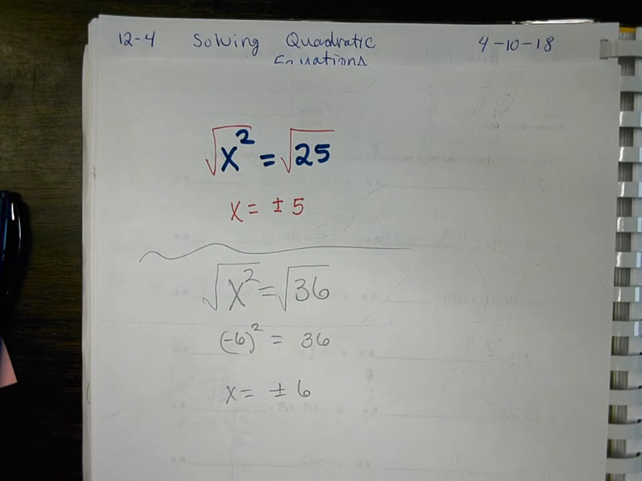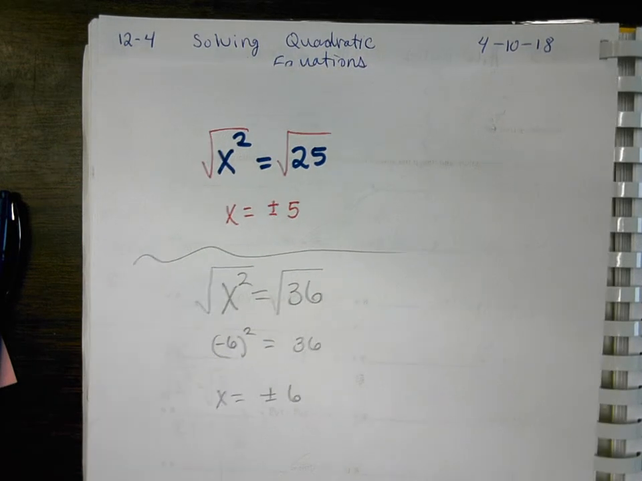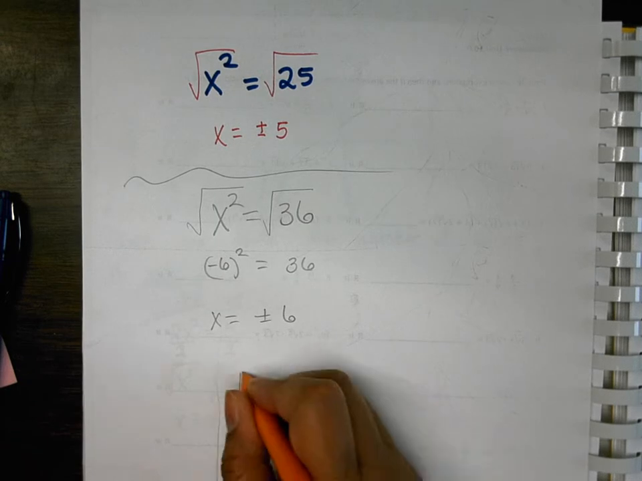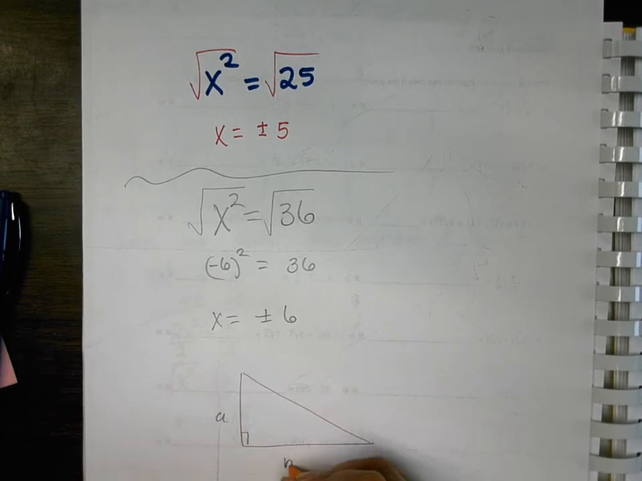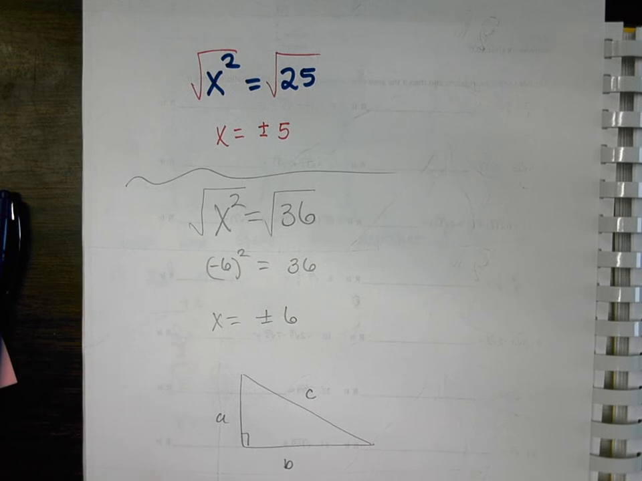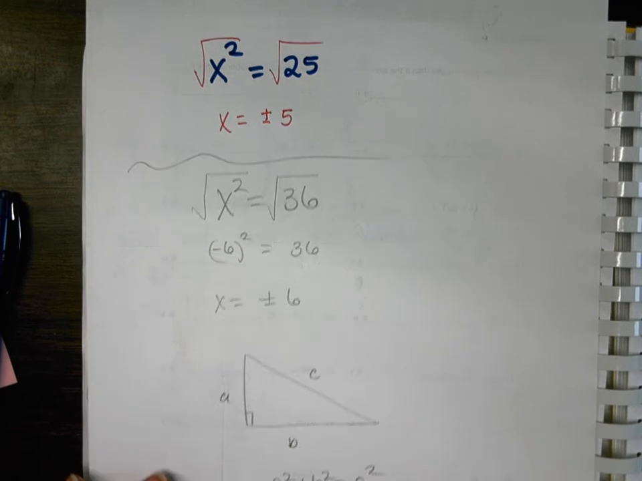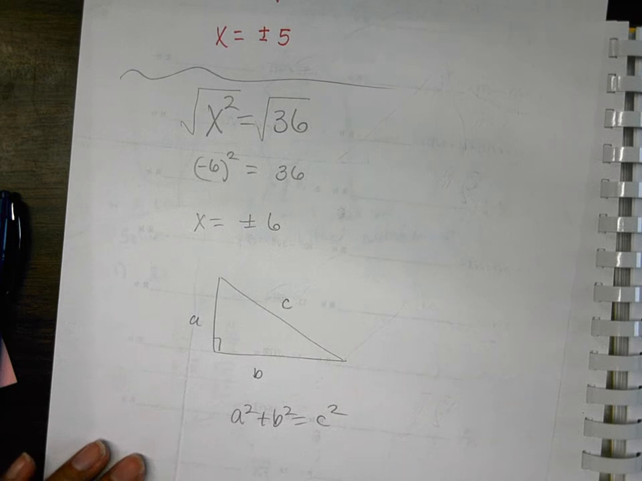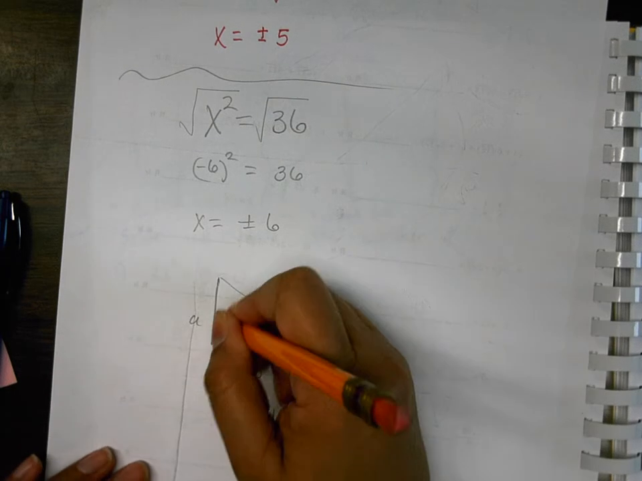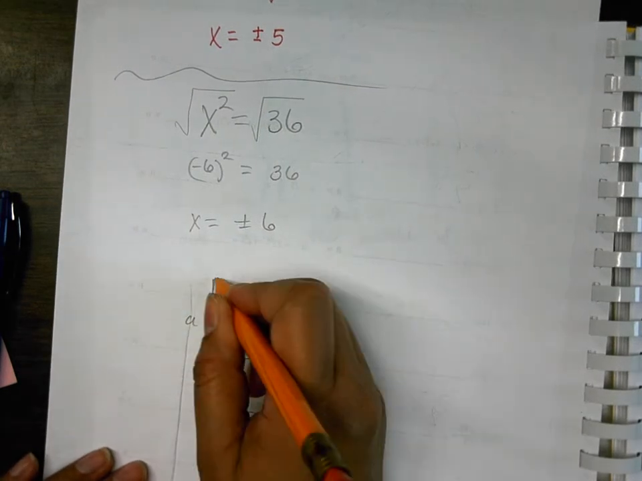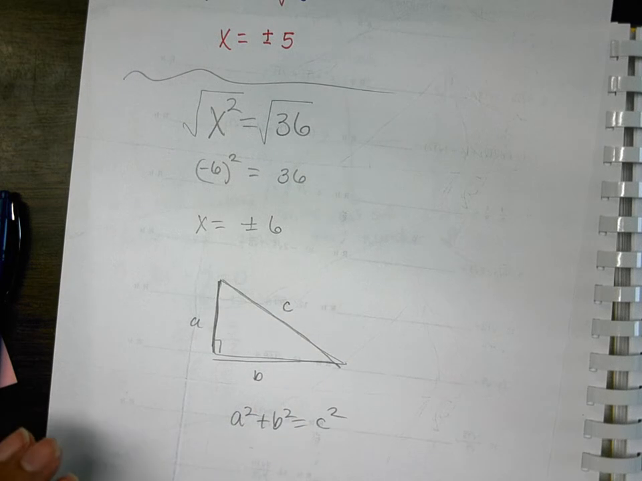Why did we not have to do it before? Because we did it when we were dealing with problems like this, right? And we did a squared plus b squared equals c squared. Do you guys remember that? And when we were doing this, we were solving for the side lengths. And would side lengths ever be negative? So we didn't have to deal with the plus or minus then.